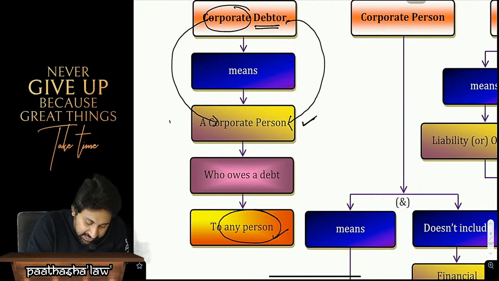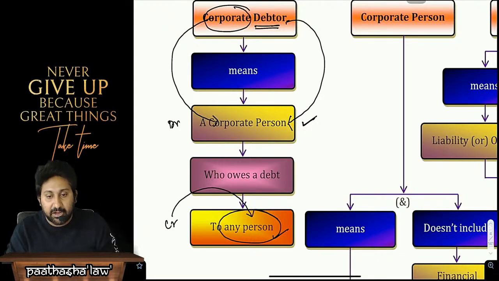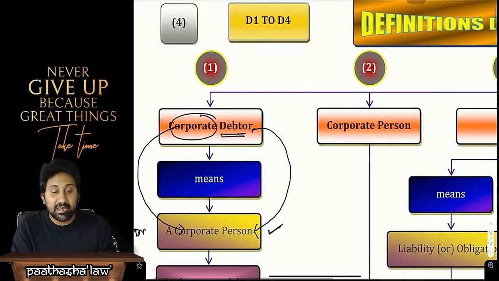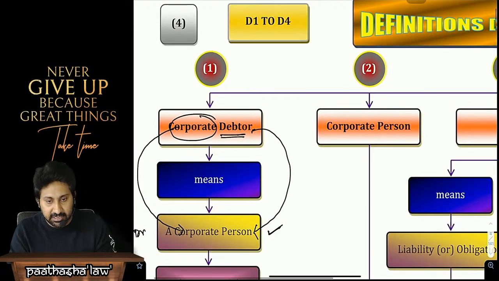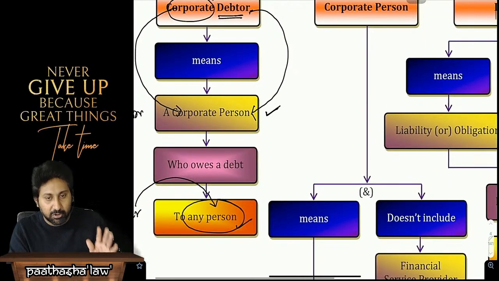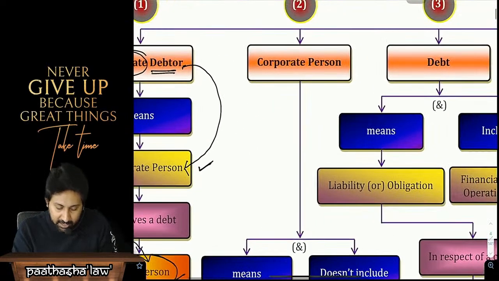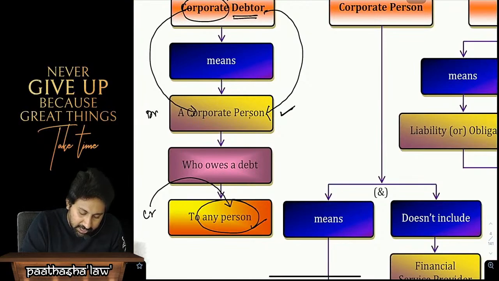That means he is a debtor, and the other is a creditor. Creditor can be any person. Creditor can be an individual, HUF, anyone it can be. But the debtor must be a corporate person to apply CIRP. CIRP means Corporate Insolvency Resolution Process. To apply the Corporate Insolvency Resolution Process, the debtor should be a corporate person. Okay. Next issue.